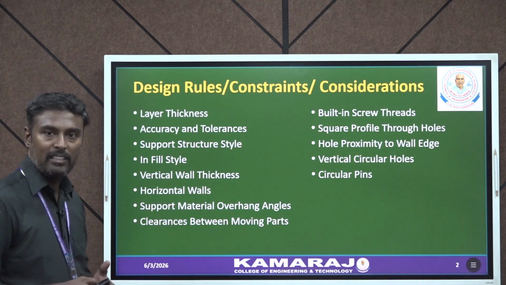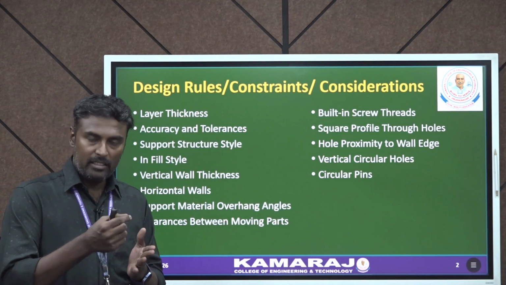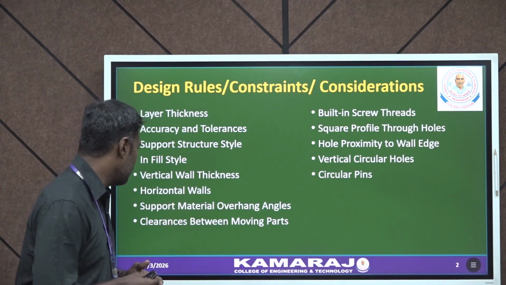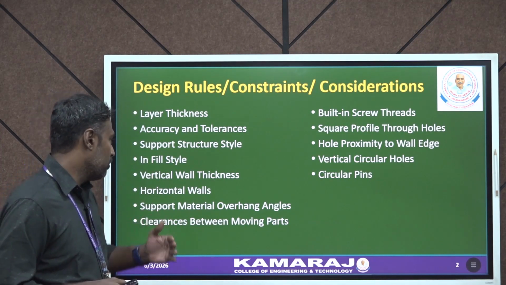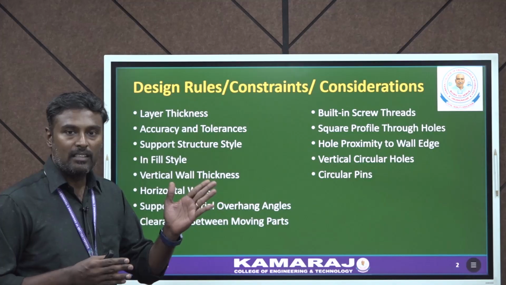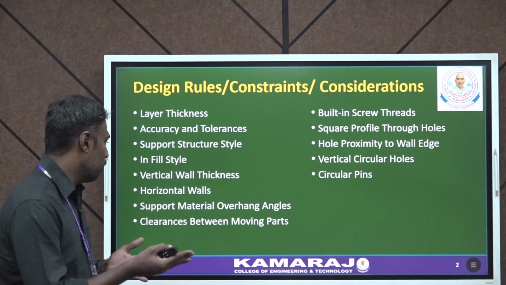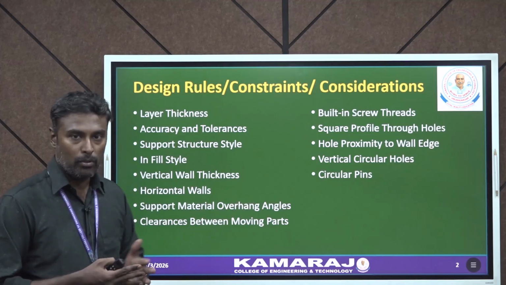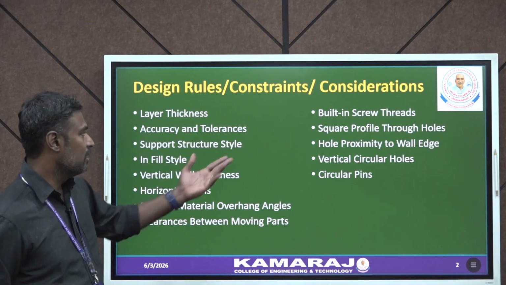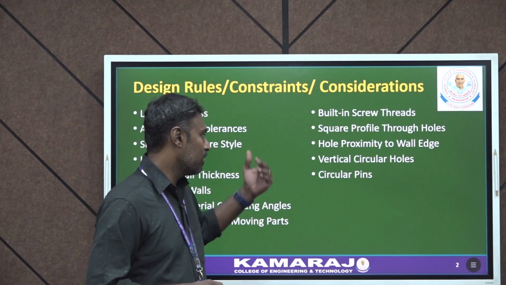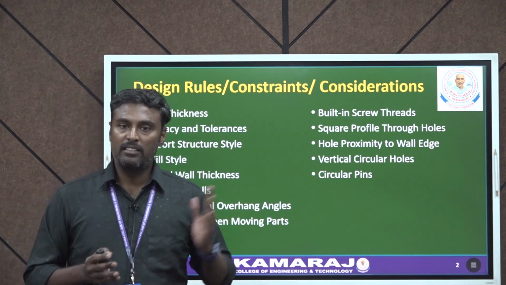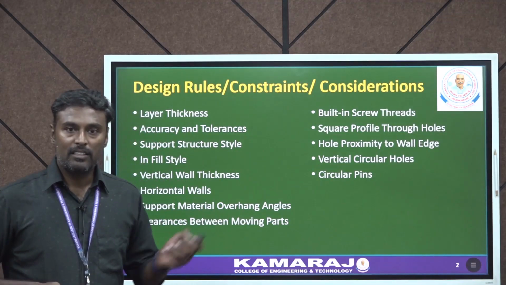Then the vertical wall thickness is the thin layer. It is the aspect ratio of the width to height, that is the wall thickness, and it applies to both vertical walls and horizontal walls. And the support materials represent the overhangs and also the angle between the supports. So everything is important. For moving parts we have to give proper clearances, and for threading screws, holes and circular holes, and for designing pins, the design rules are very important. So let us discuss one by one.